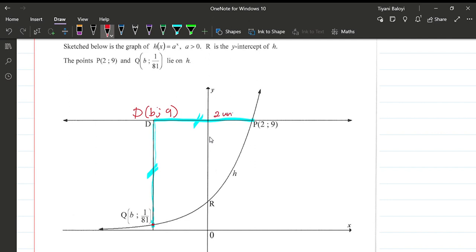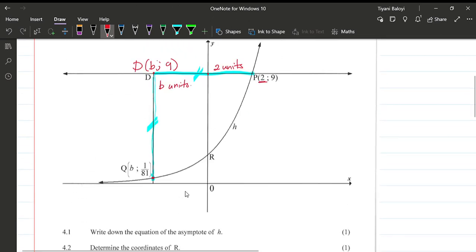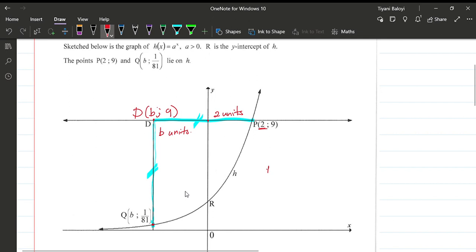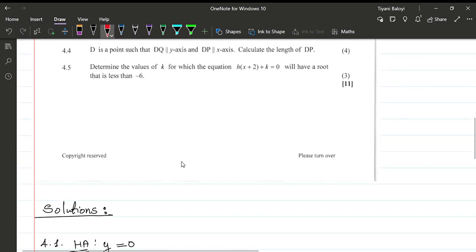We know this is going to be 2 units because it is from 0 up to 2, where x is equal to 0, right? Here to here, we know this is going to be b units. But this b is negative because this is the 4th quadrant. So we can write down that DP is equal to 2 minus b. This will add up because b is negative, so it turns into a positive, right? And that's our formula. So now we have to find b.